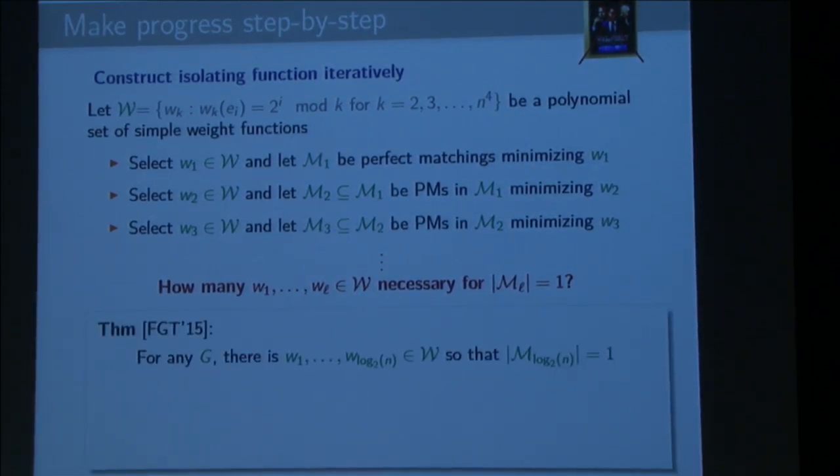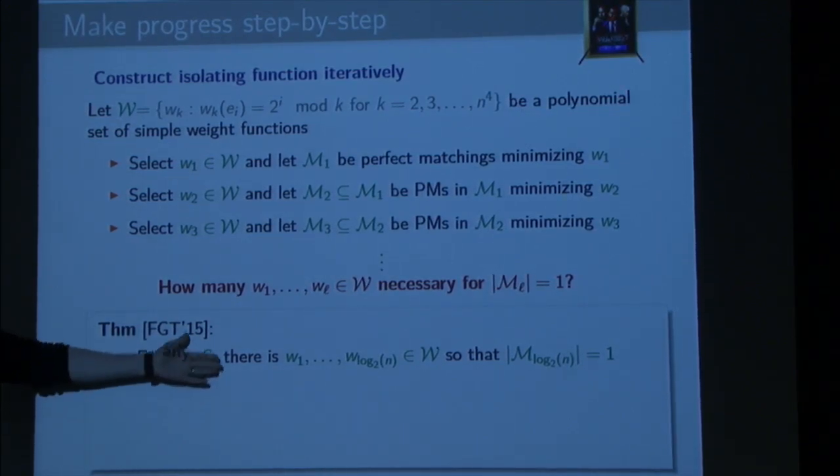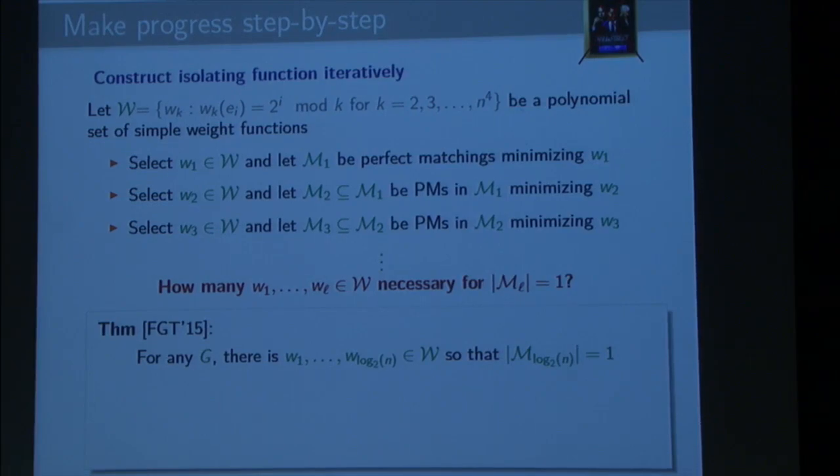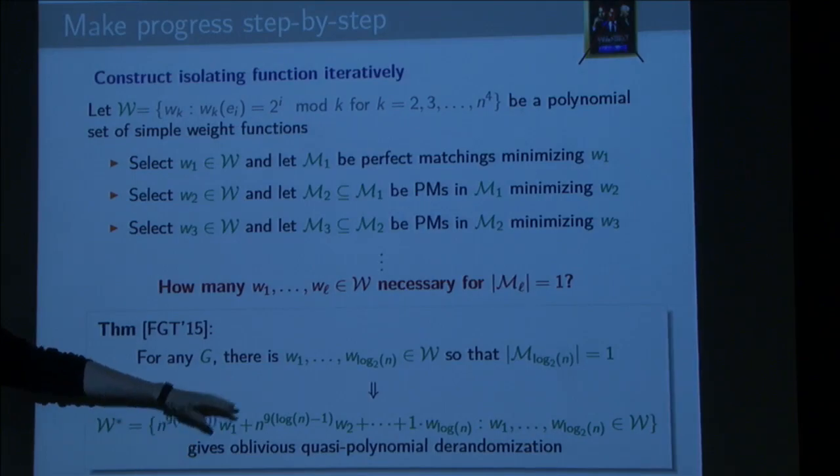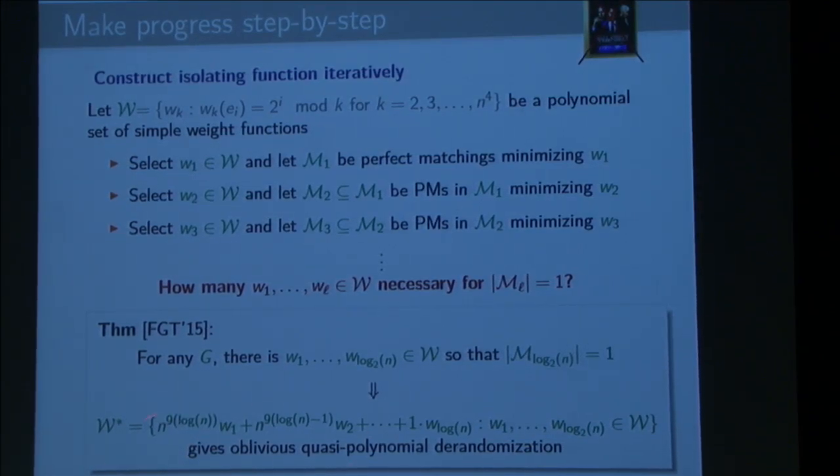And what they prove is that there are always log base 2 n such functions to choose. And this is now lexicographic minimization, in the sense that you minimize W1, subject to that you minimize W2, and so on. You turn this into normal minimization by just putting a much heavier weight on the first weight function and so on. So this is the family of weight functions that they consider. That's also why they have quasi-polynomial range.